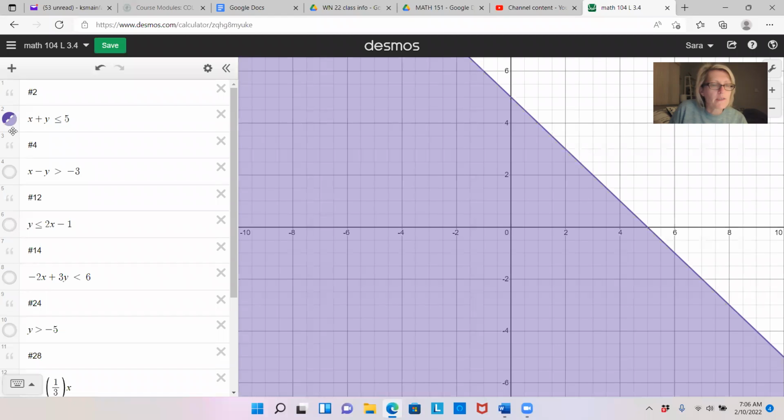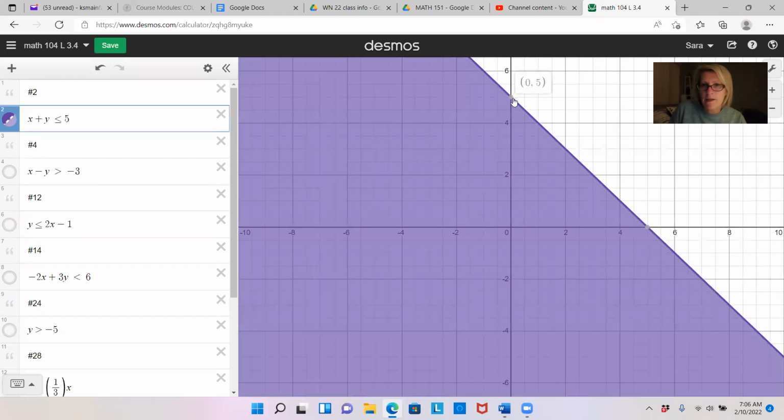Remember, you can just click on the circle and that turns on the equation that I have listed for you. You can see it's exactly what we thought. Now, if I click on my line, you can see that it does give me the intercepts, just like we've learned before in the previous lesson. There's the 0, 5, and here is the 5, 0.